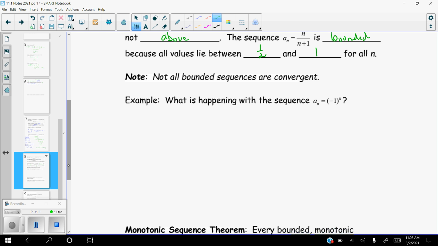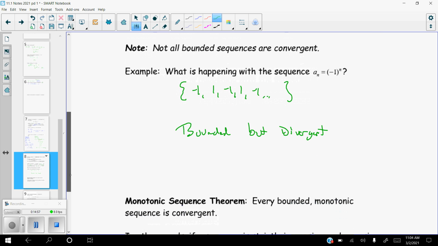And we've seen this one as well. A sub n equals (-1) to the n. That was the sequence where it looks like this, and so on. It just keeps bouncing back and forth between -1 and 1. It's bounded. It's bounded below by -1. It's bounded above by +1. But that's a divergent sequence. So it is bounded both above and below, so we just call it bounded, but it is divergent. So just because it's bounded does not mean it has to be a convergent sequence. So there's a case that would be bounded but divergent.